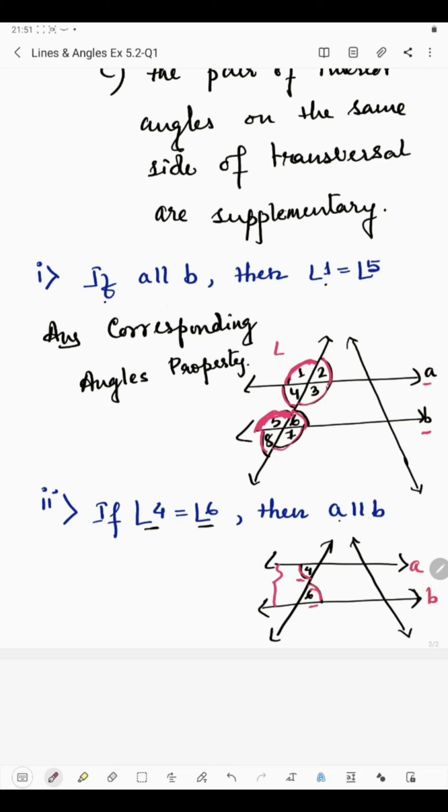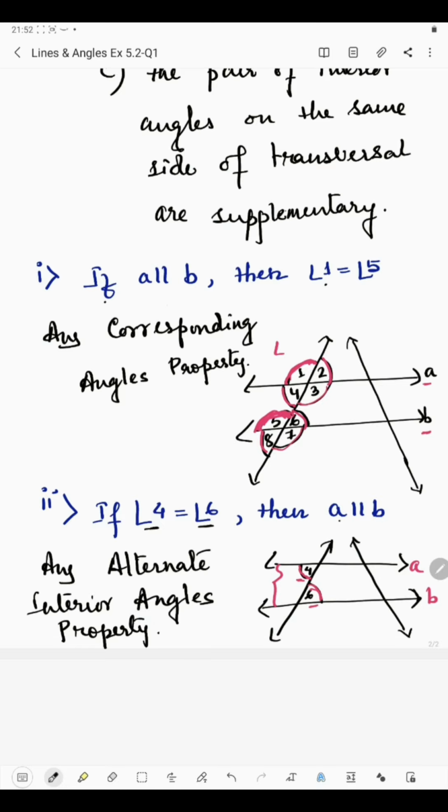So by which property are the lines parallel? It will be by the alternate interior angles property. Alternate interior angles property.